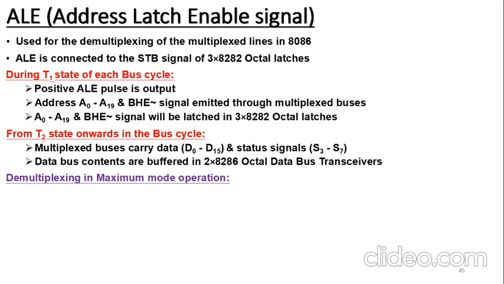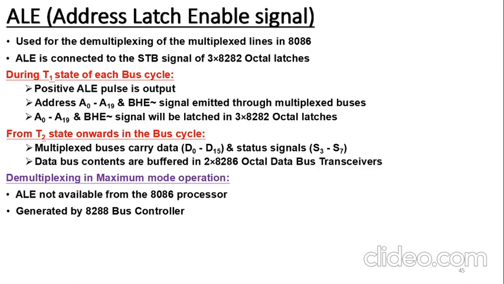Then in case of demultiplexing in the maximum mode operation, as we are going to see here, the ALE signal is available only in minimum mode from the 8086 processor. It is not available in maximum mode. So in the demultiplexing in the maximum mode operation, it is clearly stated that ALE is not available from the processor. It must be generated by the 8288 bus controller. Maximum mode operation uses bus controller 8288, and that 8288 bus controller will generate the ALE signal here.